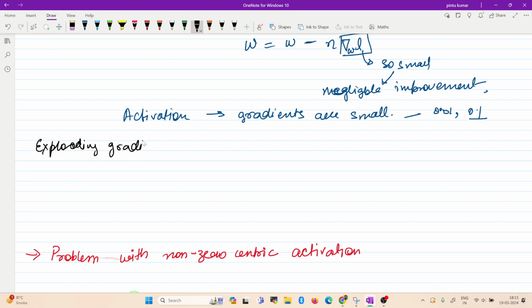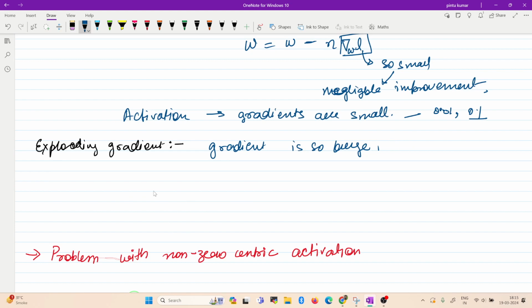What happens in the exploding gradient problem is that your gradient values become so large that you miss the optimum point. Whenever you make the update, you are making large updates, and you will miss the optimal point and exceed that point. Okay. So what are the causes for this gradient being large?